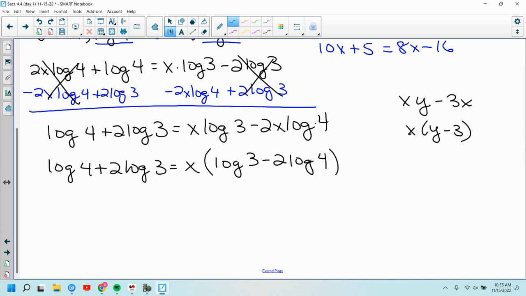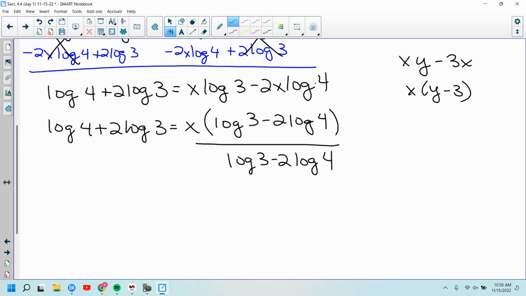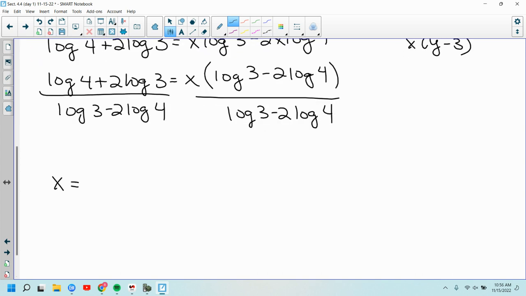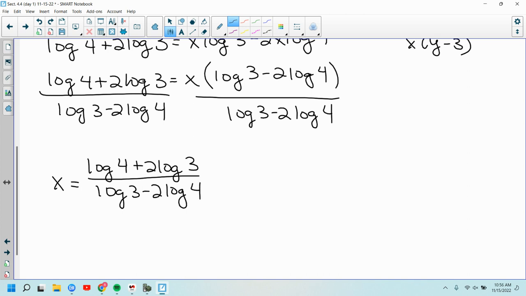Okay. Now you got to watch in your calculator. Log of 3 minus 2 log of 4. I'm just going to rewrite this with the x first while you're putting that in your calculator. So I got x equals log of 4 plus 2 log of 3 over log of 3 minus 2 log of 4. Okay, now it's a calculator problem. Now, depending on which model you got, you might have to put the numerator in parentheses, denominator in parentheses, if you type it all in at once.